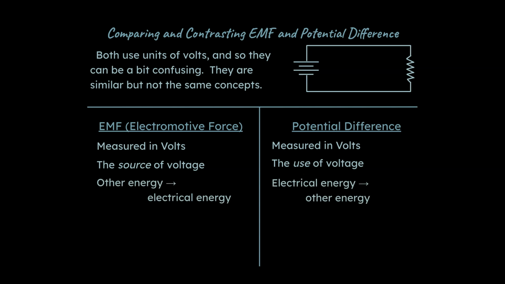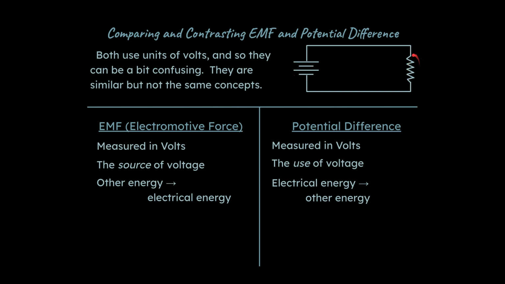If we convert that into electrical energy, like for instance with a battery, you may not realize this, but it's not all electrical energy to begin with. What it is, is potential energy in the form of chemical energy, so to speak, stored in the battery, and that chemical energy converts into electrical energy. And so this is the source of our electric potential, and so we can think of that as an EMF.